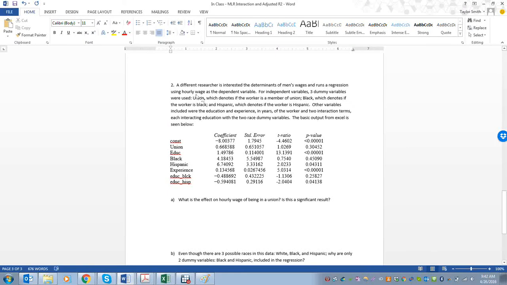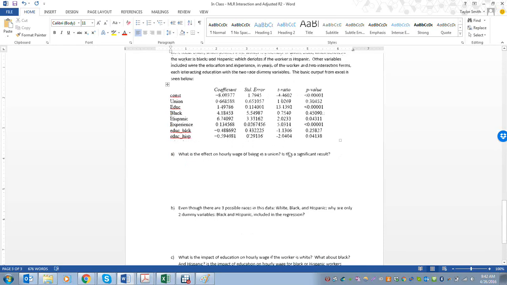Part 2. A different researcher is interested in determining the effects on men's wages and runs a regression using hourly wage as the dependent variable. So this is all men we're looking at here. For independent variables, 3 dummy variables were used: union, which denotes whether the worker is a member of a union; black, which denotes if the worker is black; and Hispanic, which denotes if the worker is Hispanic. Other variables were education and experience, both in years, of the worker, and 2 interaction terms, each interacting education with the 2 race dummy variables. So we've got 2 interaction terms here at the bottom, which will play into what we're doing. The basic output from Excel is seen below.